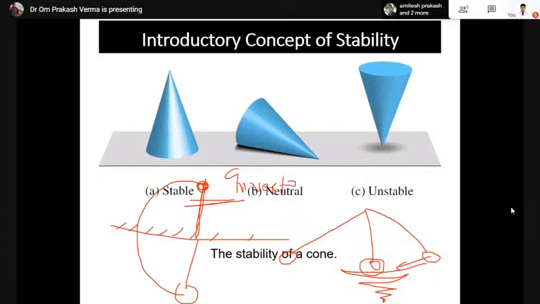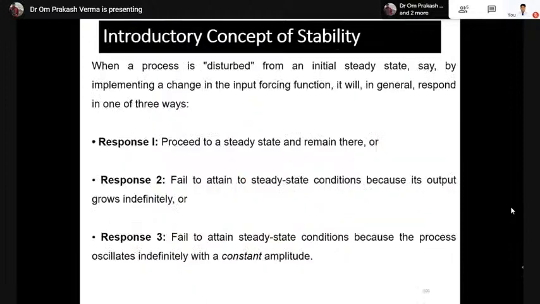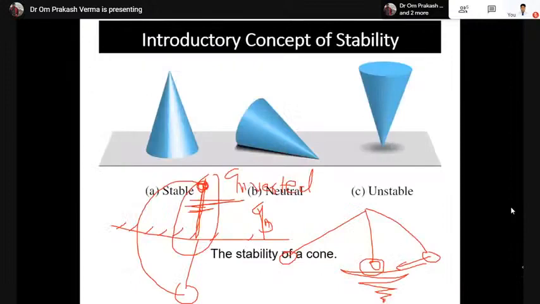Our target is to stabilize such a type of pendulum, such type of problems or cases. Okay, inverted pendulum, so this is the case. Now, what I want you to understand is the meaning of stability here in terms of this picture. Now come to the theoretical part.